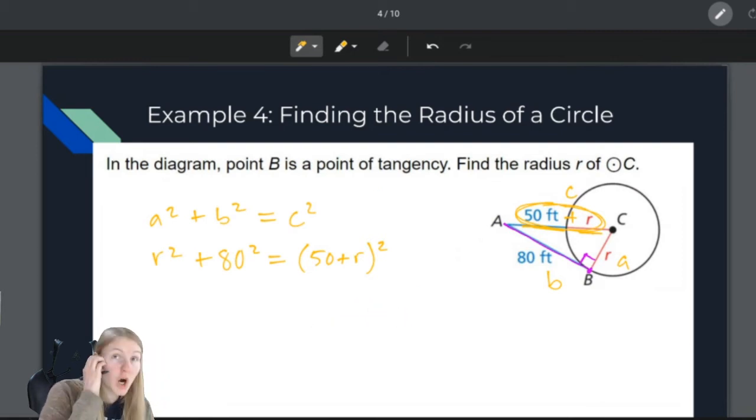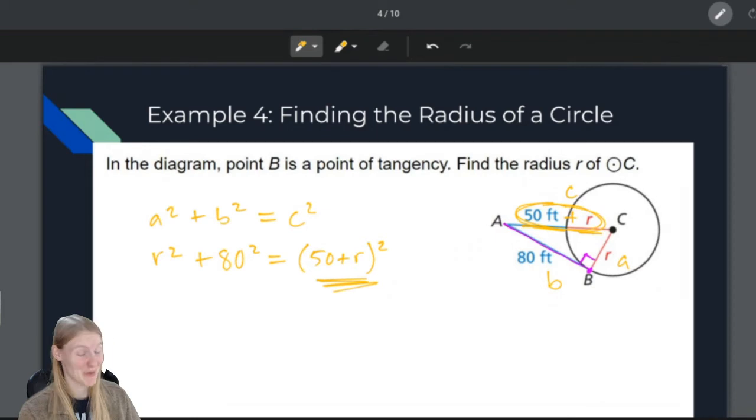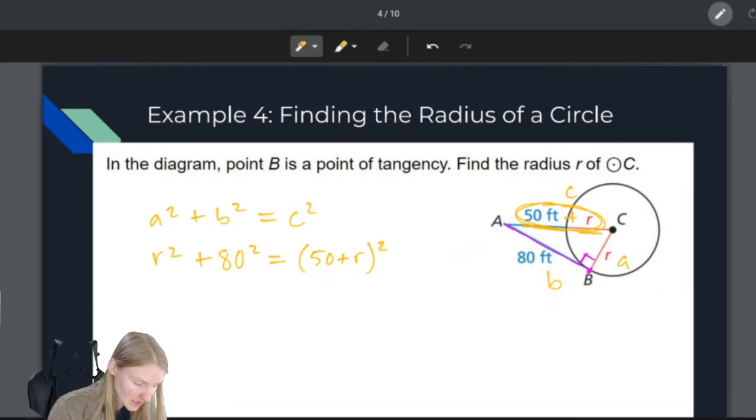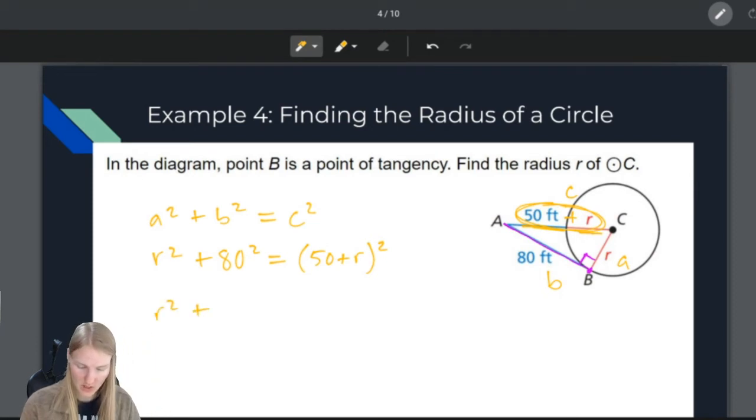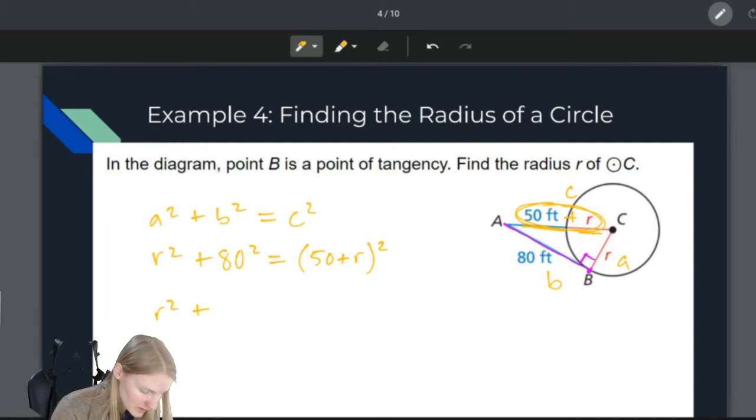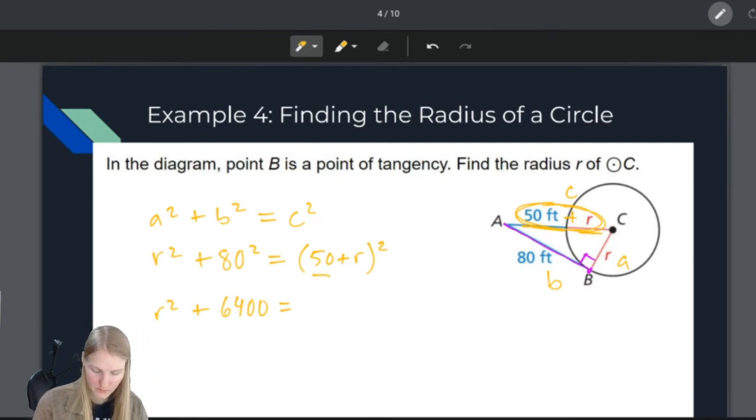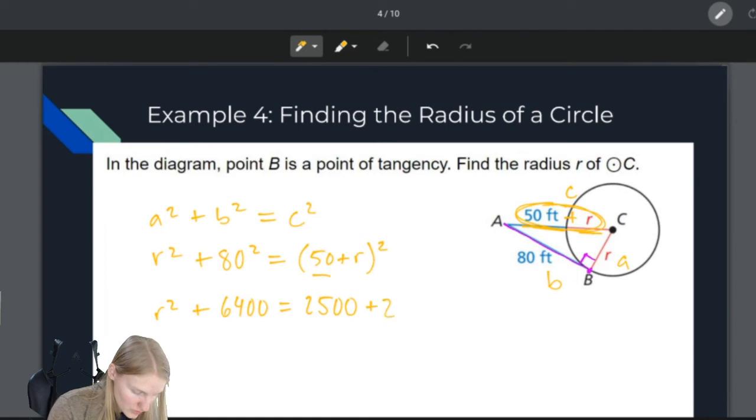Alrighty. So hopefully you remember how to do this from algebra last year. Hopefully. If you don't, I will show you now. So R squared plus 80 squared is 6,400. So the way we do this is I'm going to square 50. 50 squared is 2,500. And now I'm going to take 2 times 50 times R. And then I take the last one, R squared.